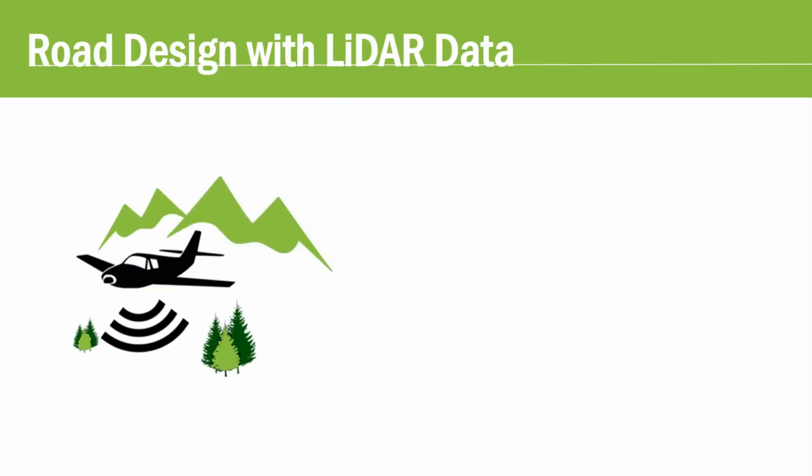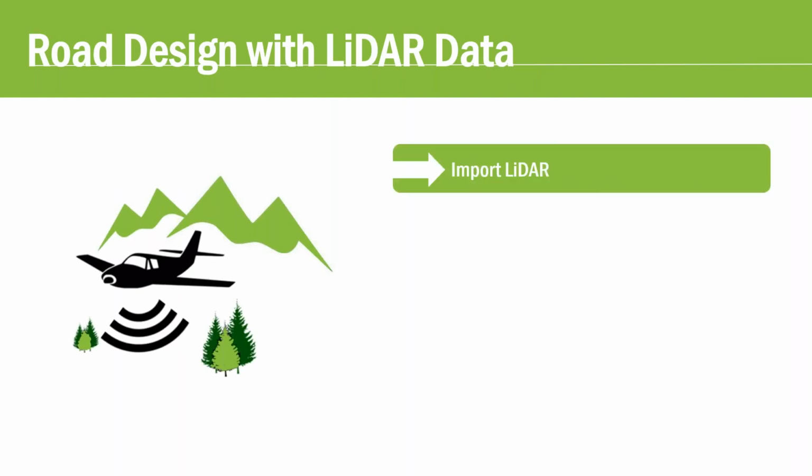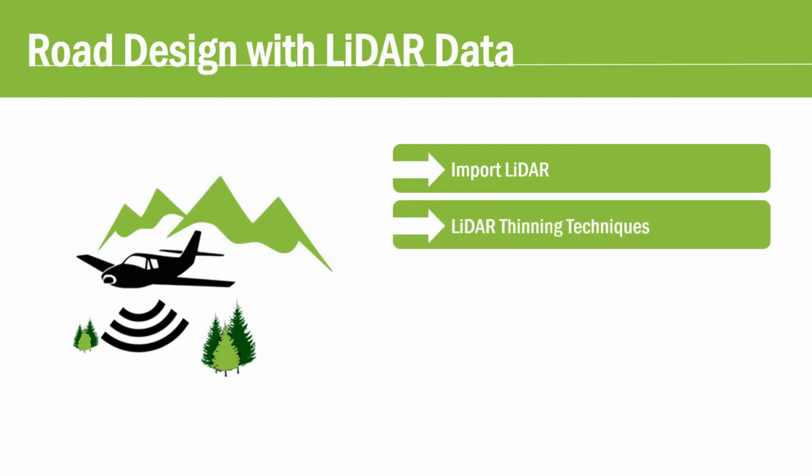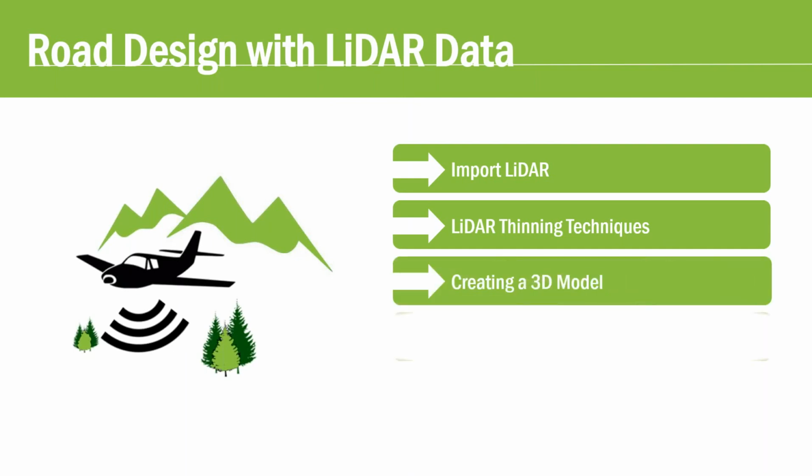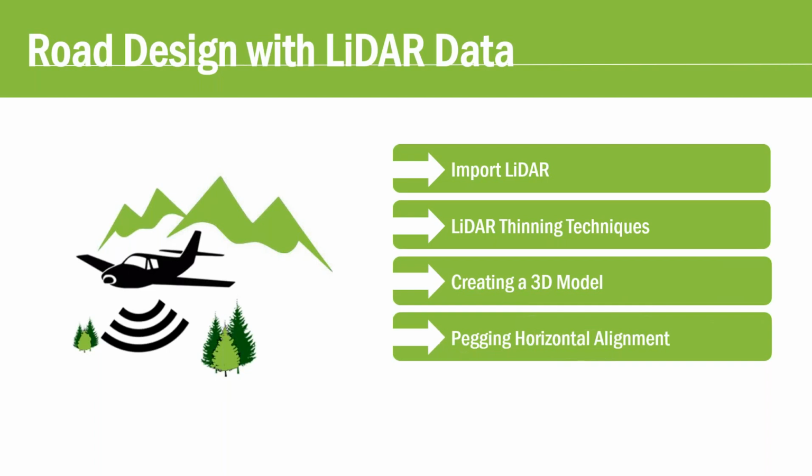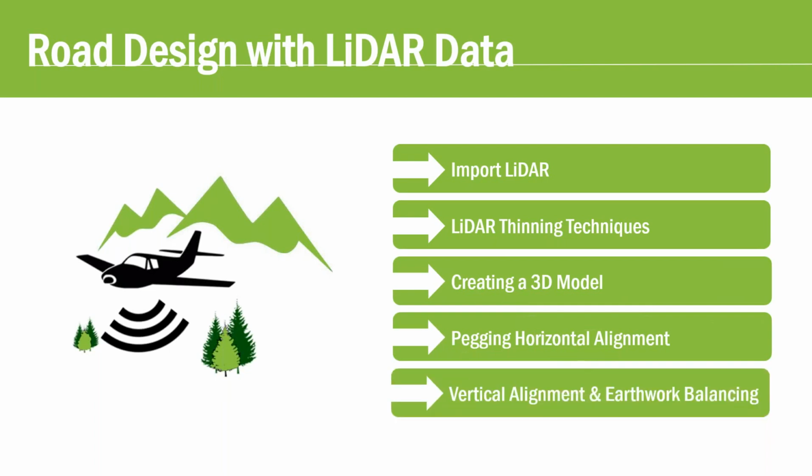With me today is Jack Rymack. He's one of our applications engineers, and he is going to be covering road design with LiDAR data. There's a few key steps he's going to be taking us through. First is importing LiDAR, then some thinning techniques, which are very important for ensuring the software is going as fast as it can for you, creating a 3D model, pegging his horizontal alignment, and then doing some quick vertical alignment and a little bit of earthwork balancing.